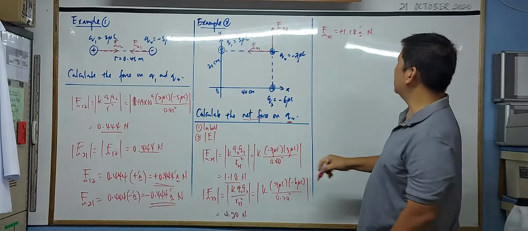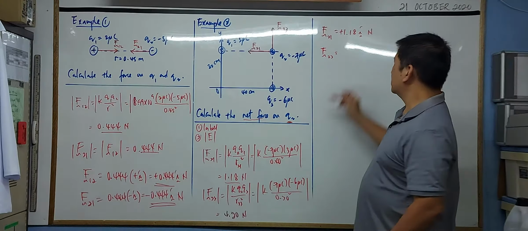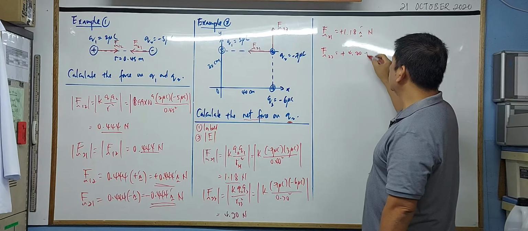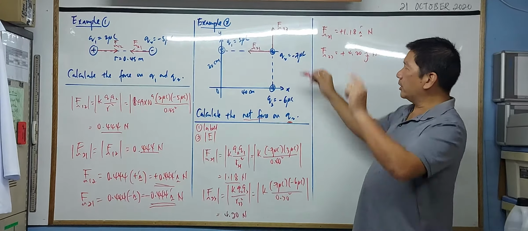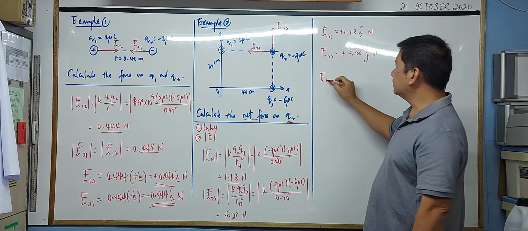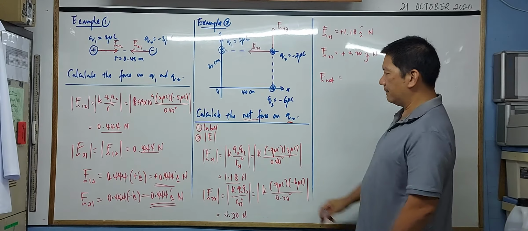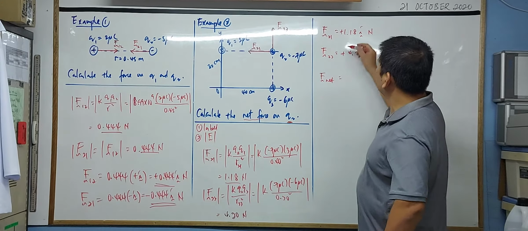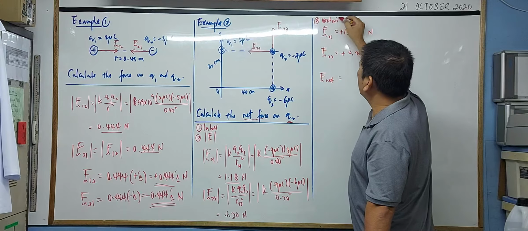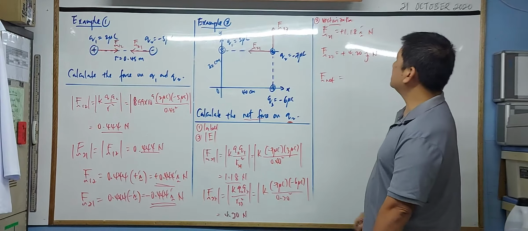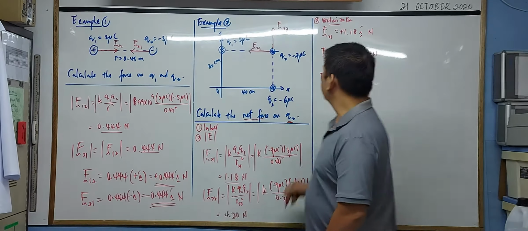And then our F23 is pointing upwards, so we have a positive 4.20 j Newton. That's the answer for the vertical force, positive j because it is pointing up. This step we call step number 3. When you change into vectors, we call it vectorization, where you change it into a vector format.